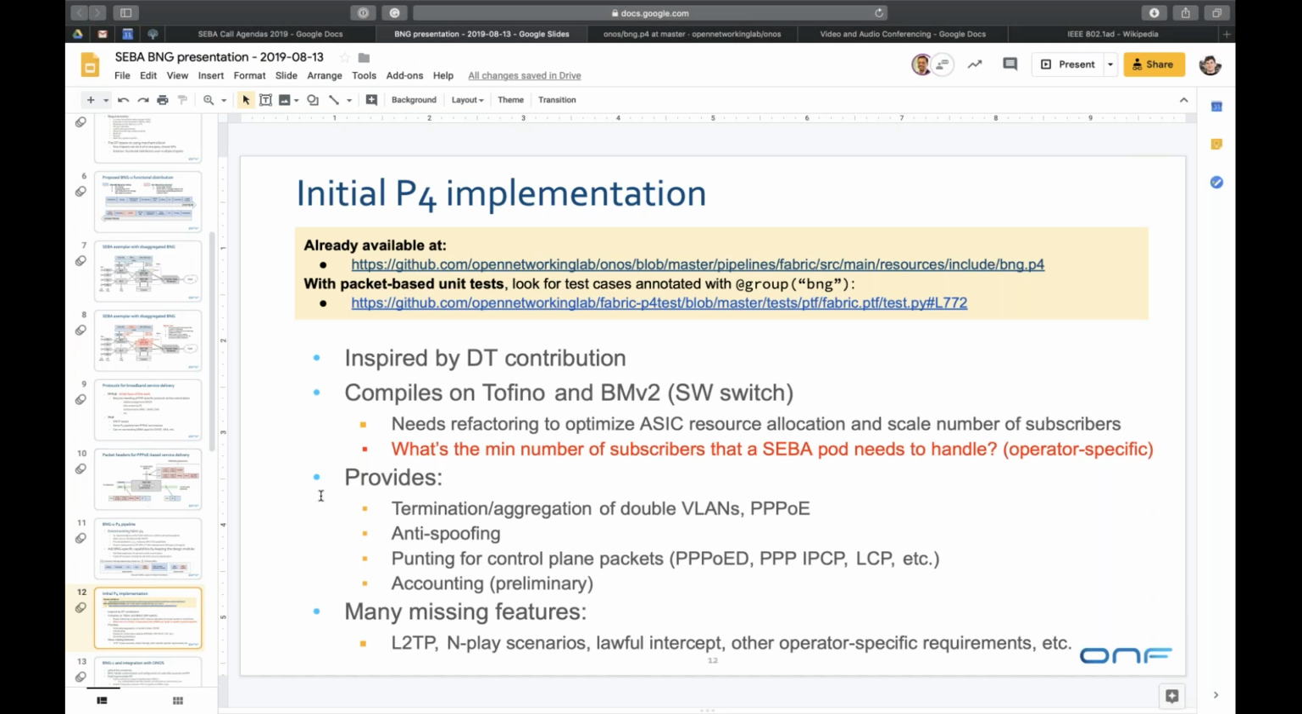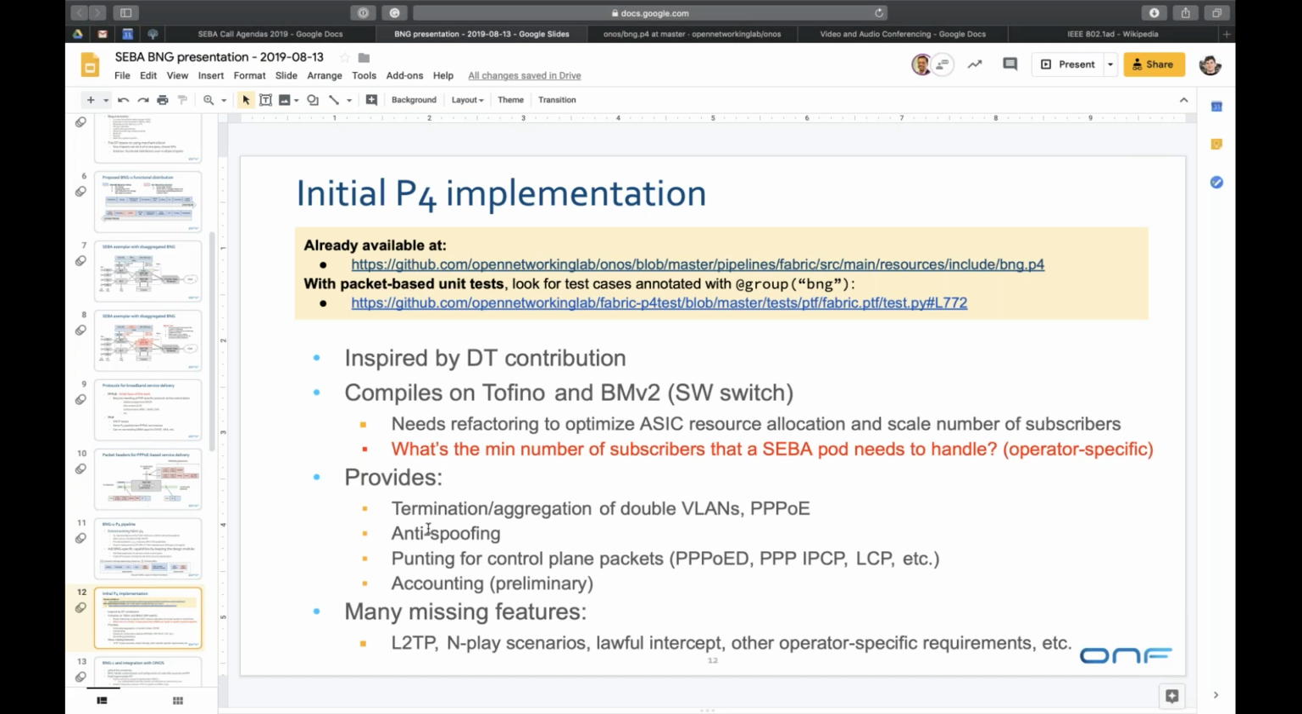In terms of functionalities provided by this initial P4 implementation, we have very basic functionality. So we have support for termination and aggregation of sessions using double VLANs and PPPoE, support for things like anti-spoofing, making sure that packets received from the subscriber ports have the expected Ethernet source, IPv4 source, etc. We have support for punting of control plane packets, such as PPPoE and other PPP-specific control protocols, as well as some preliminary accounting in the form of per-subscriber counters.